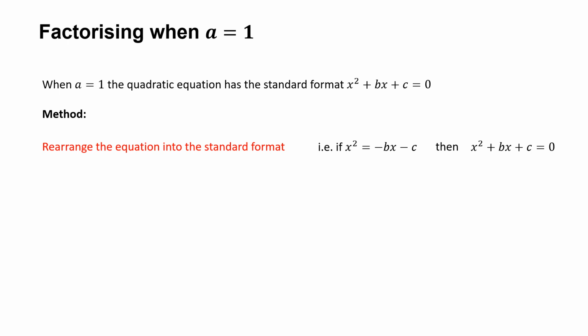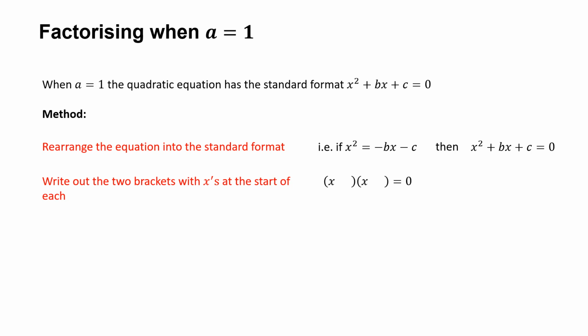So we might get a question that says x squared equals minus bx minus c. We want you to factorize this. So you'd need to understand how to rearrange formulas to get the minus bx and the minus c to the left hand side and then set it equal to 0. So once we've done this, we're going to write out 2 brackets with x's at the start of each.